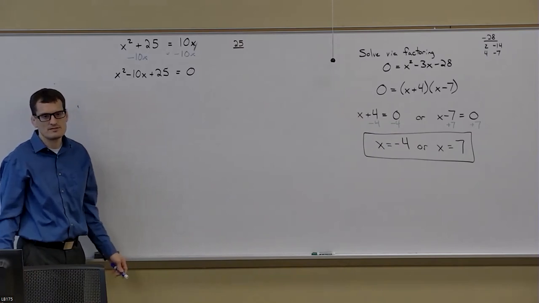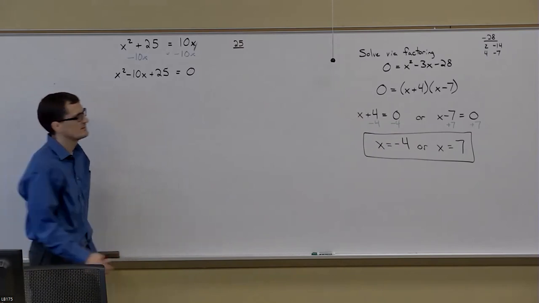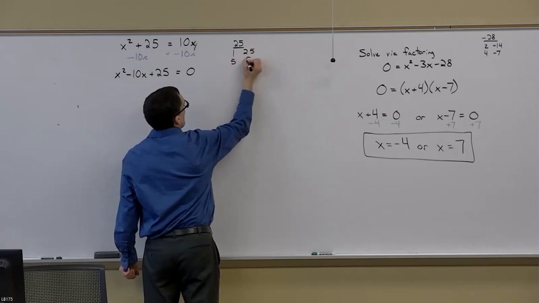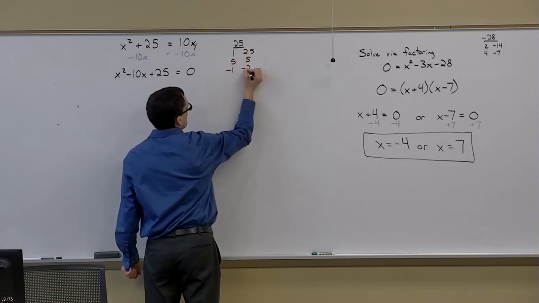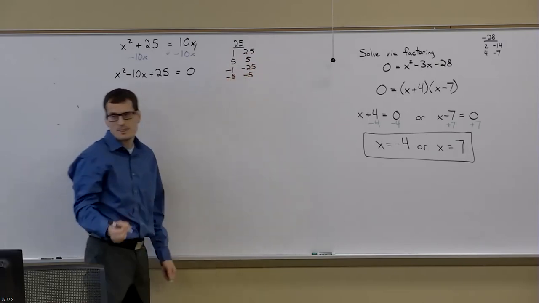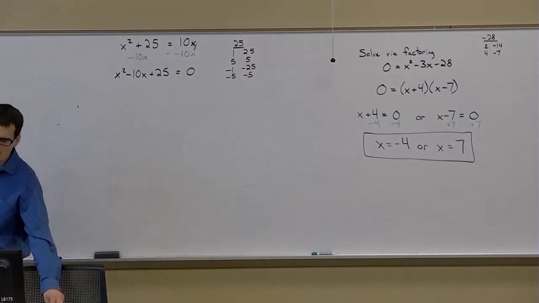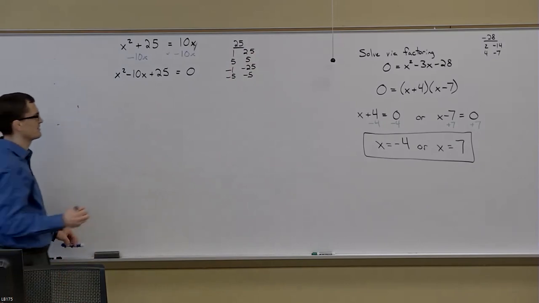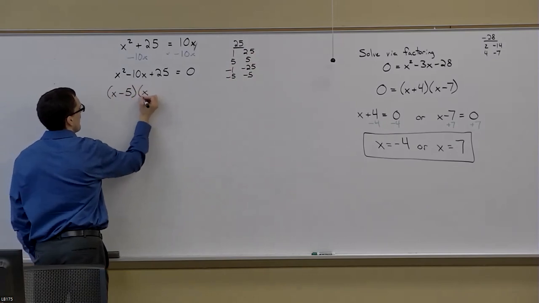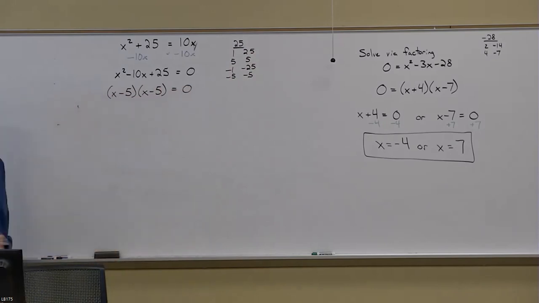Not a lot of factors of 25, right? 1 and 25, and then 5 and 5. So 1 and 25, 5 and 5, and then obviously you can do the negatives. Negative 1 times negative 25, negative 5 times negative 5. The ones that add up to negative 10 are the negative 5 factors. So we get x minus 5 times another copy of x minus 5 set equal to 0.